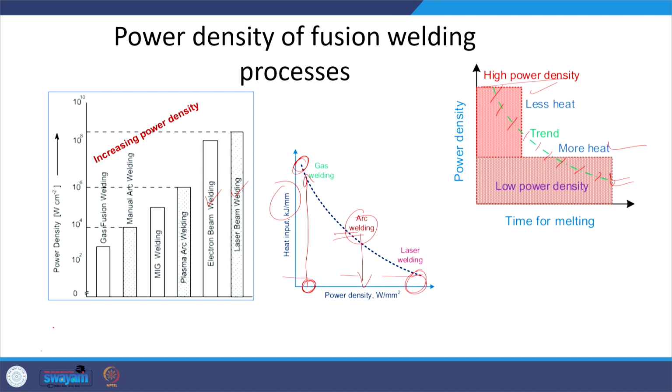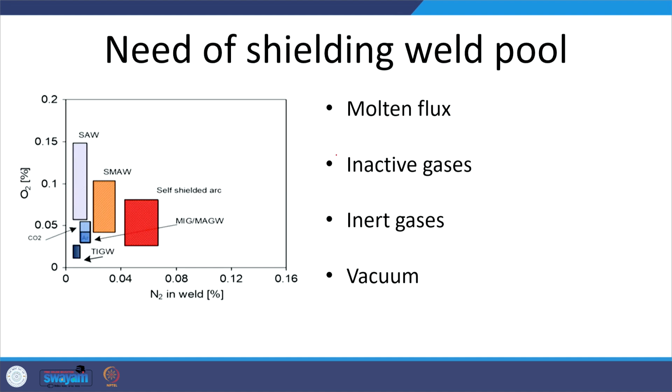So, this is what we can see easily from this slide: the different welding processes offer different power densities, and the power density directly affects the net heat to be supplied for melting the faying surfaces for development of the joint. The higher the power density, the lesser the heat input; the lower the power density of the heat source, the higher the heat input that is desired.